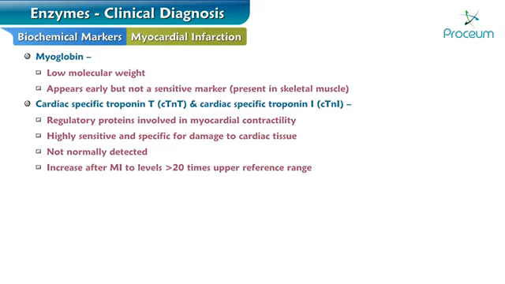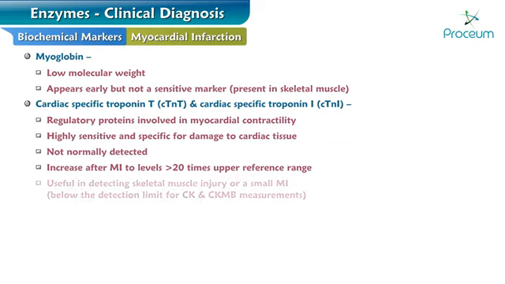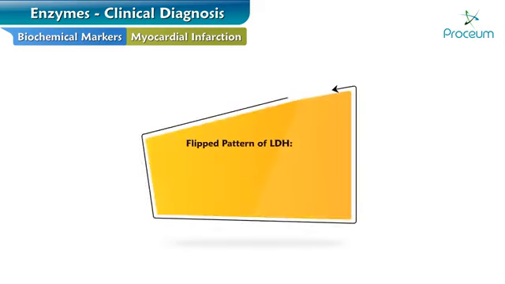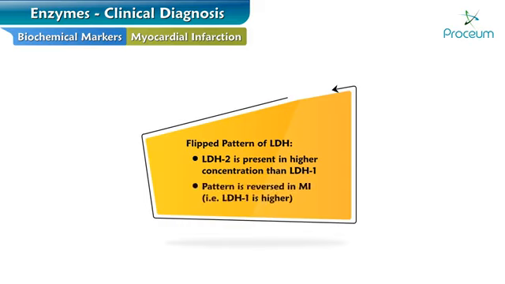Cardiospecific troponin T and I are particularly useful when there is a clinical suspicion of either skeletal muscle injury or a small MI that may be below the detection limit for CK and CKMB measurements. There's also the flipped pattern of LDH that needs to be considered. Normally, LDH2 is present in higher concentrations than LDH1, but this pattern is reversed, i.e., LDH1 is higher in MI.